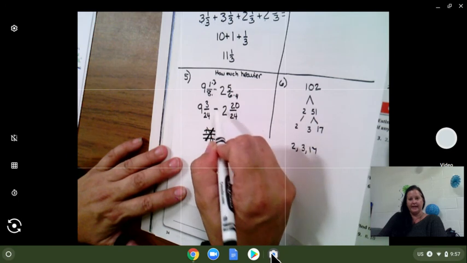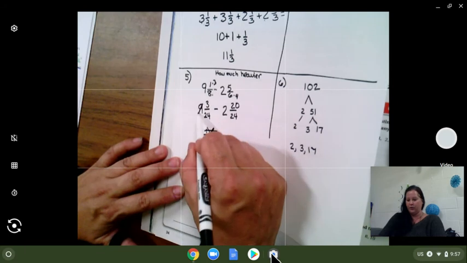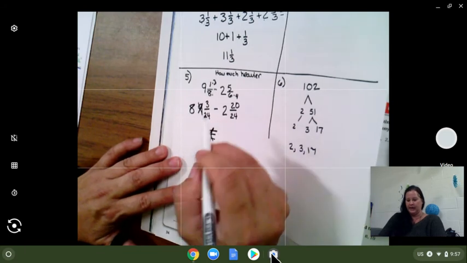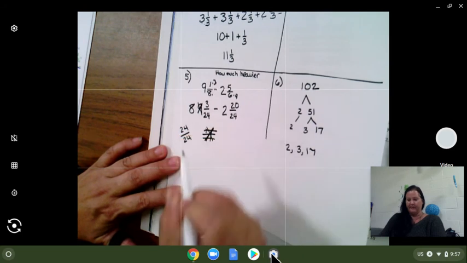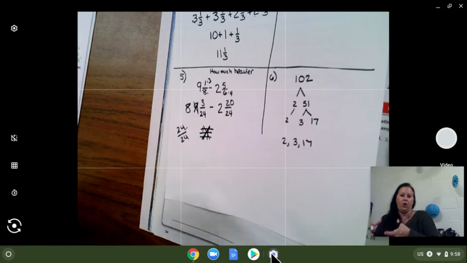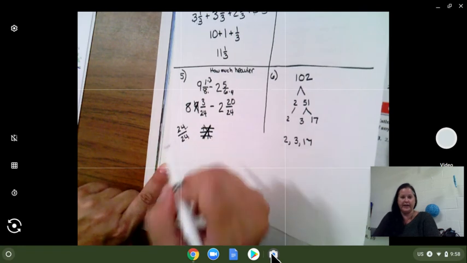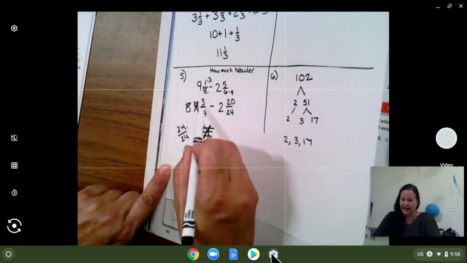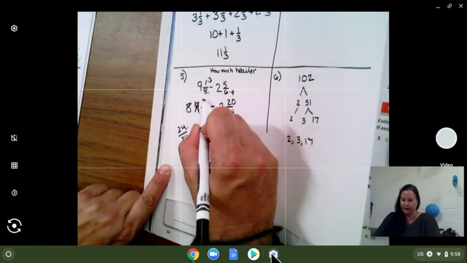So I can't take 20 away from 3, so I do need to regroup. And what I do is I take one of these whole numbers and I make it into a pi. Remember that when you have the same number in your numerator and your denominator, that's like one whole, right? So we're going to take that 1 pi, break it into 24 pieces, and add those 24 pieces to the 3 pieces. So we have 3 plus 24. That will give us 27.